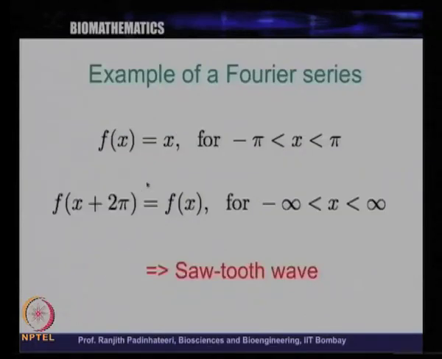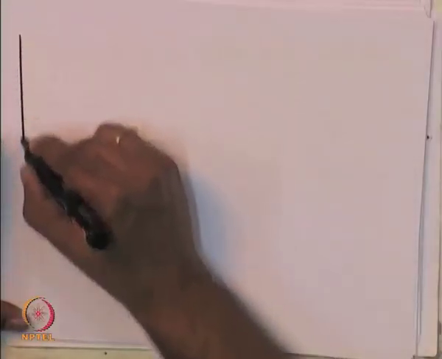Okay, so let us do an example of a Fourier series. Let us first take this simple example. This is the example of a sawtooth wave, something we discussed. How do we represent this sawtooth wave? The sawtooth wave is, as we said, like this. So we can represent the sawtooth wave something like this.